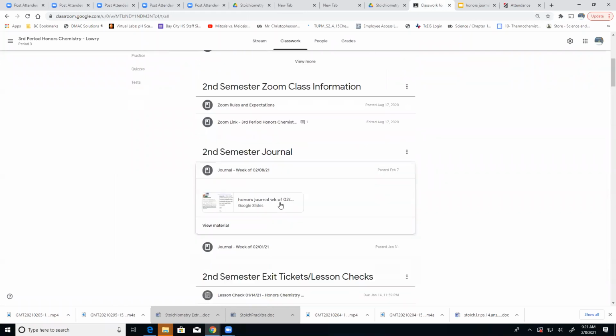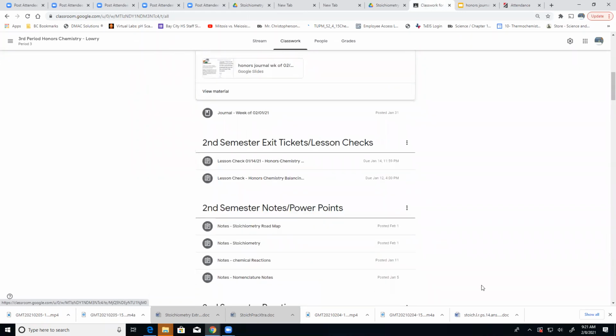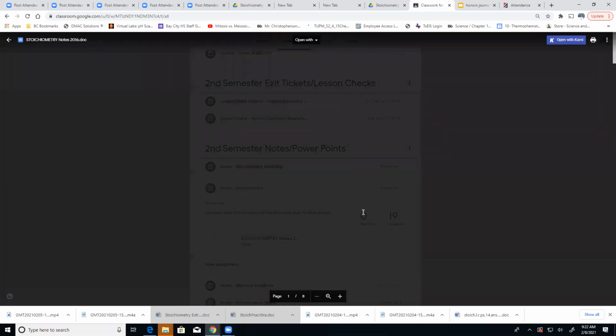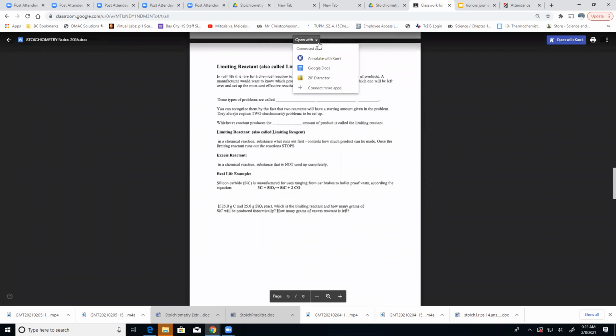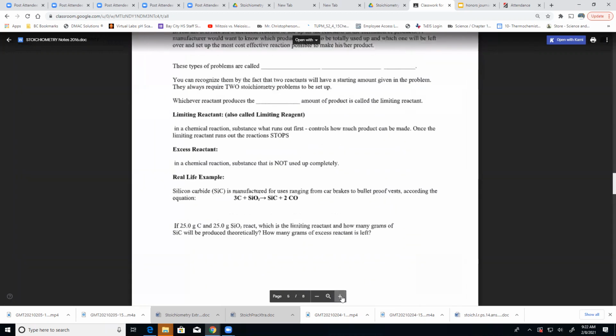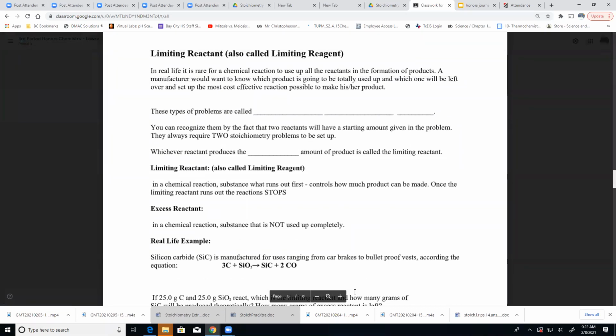We're on our same set of notes, and we're going to move on to limiting reactant, also called limiting reagent problems. It would be somewhere in that box, if you can remember back to what day we started on with the notes. The second. And if you don't see the second, look at the third, because I think my regular student started one day later.